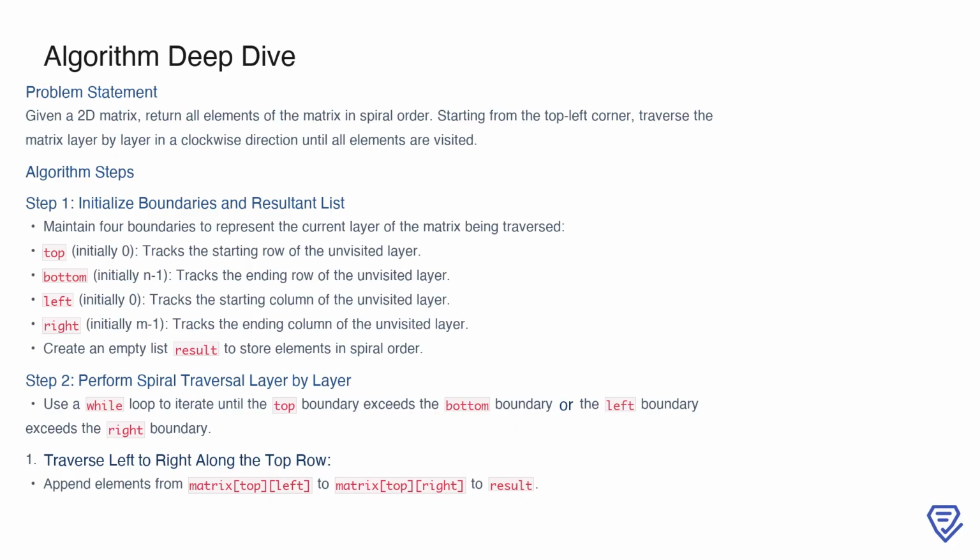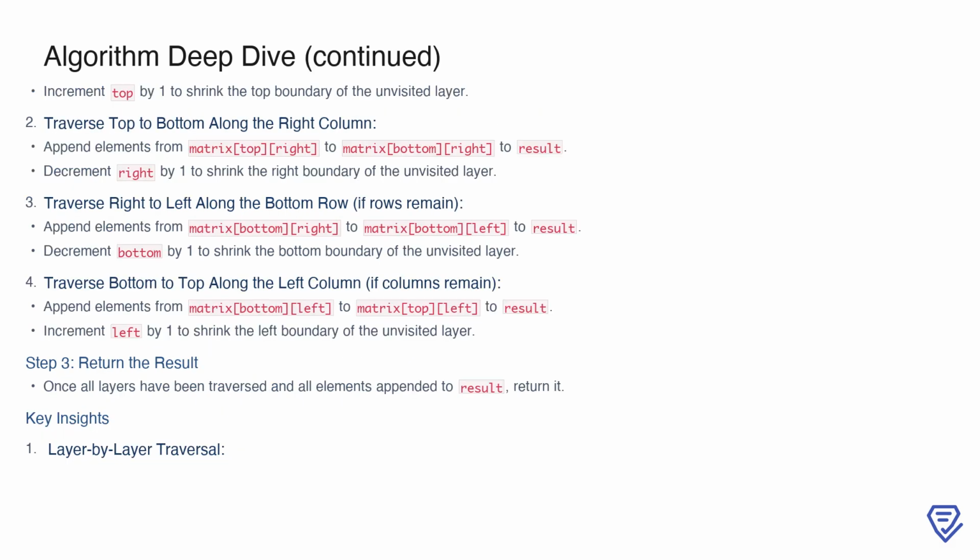With these boundaries and the result list, the algorithm proceeds layer by layer, continuing until the boundaries overlap, indicating that all elements have been visited. The traversal within each layer follows a systematic order. First, we move left to right across the top row, appending elements to the result list. After this, the top boundary is incremented by 1 to exclude the row we just processed. Next, we move top to bottom along the rightmost column, again appending elements to the result list. Once this is done, the right boundary is decremented by 1 to shrink the column.